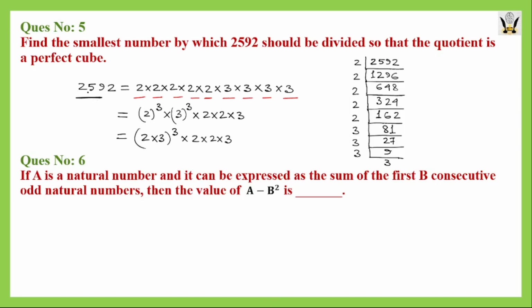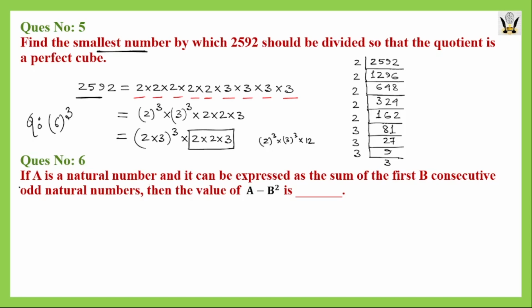So if we divide the given number 2592 by the multiplication of these remaining factors, 2 multiplied by 2 is 4, times 3 is 12, then the quotient will be a perfect cube, and that will be cube of 6. In the question we need the smallest number by which 2592 should be divided, and this 12 is the smallest value. If we divide 2592 by 2 cube multiplied by 12, then the quotient will be 3 cube. So that is also satisfied. And if we divide 2592 by 3 cube multiplied by 12, then again the quotient will be a perfect cube, 2 cube. So that is also valid. But among these values we have to choose the smallest number by which we divide so that the quotient is a cube, and the smallest value will be 12.